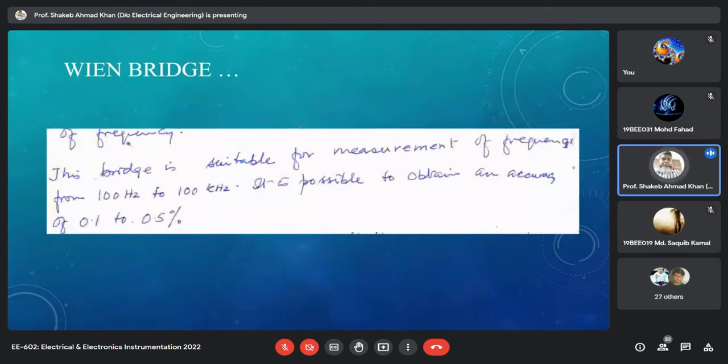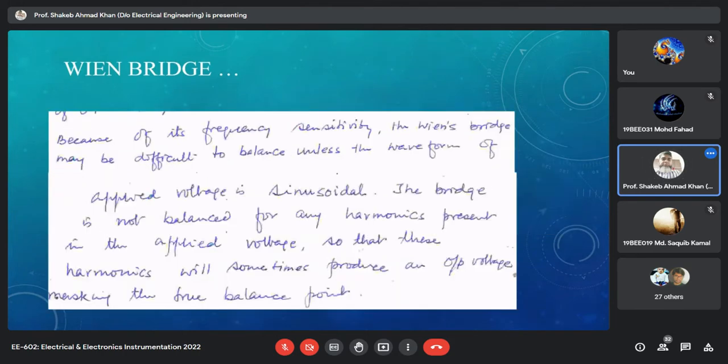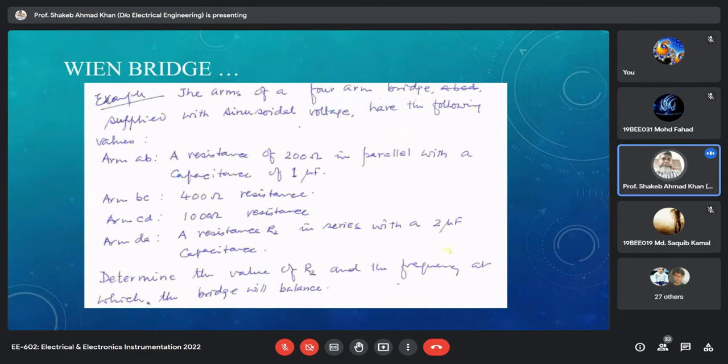This bridge is suitable for measurement of frequency from 100 hertz to 100 kilohertz, and the accuracy is very good, plus or minus 0.1% to plus or minus 0.5%. That's what I had told you, that your applied voltage should be purely sinusoidal, because if your signal is distorted, it has other frequency components also. So if your supply has harmonics, then it is not possible to balance the Wien's bridge, or any other bridge whose balance equations are frequency dependent.